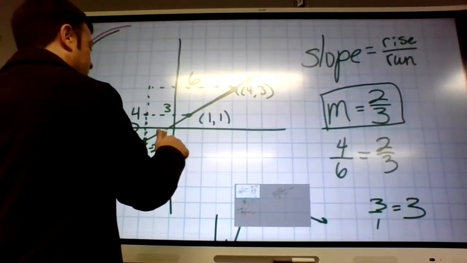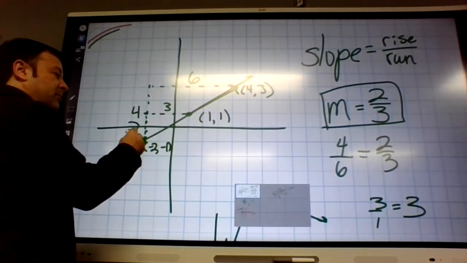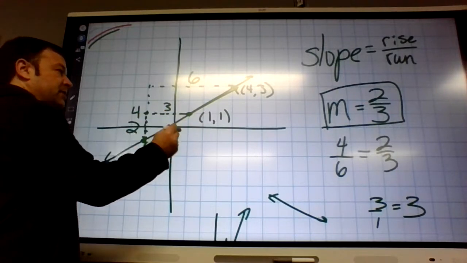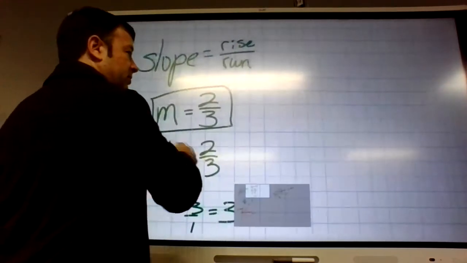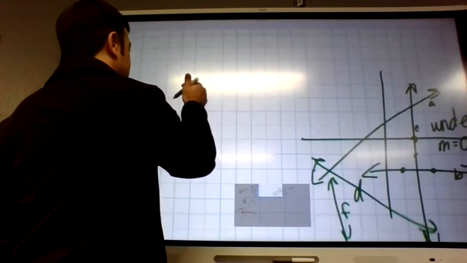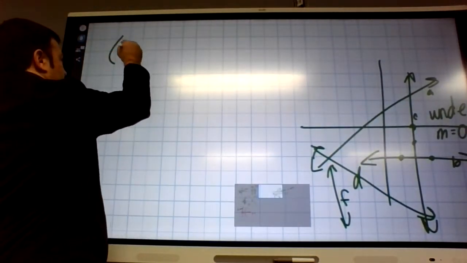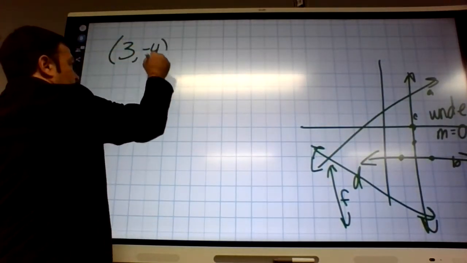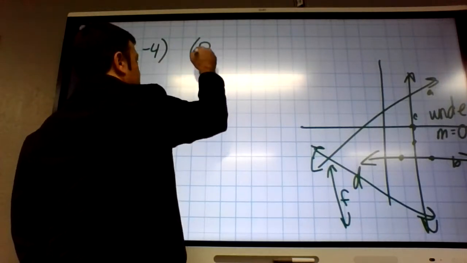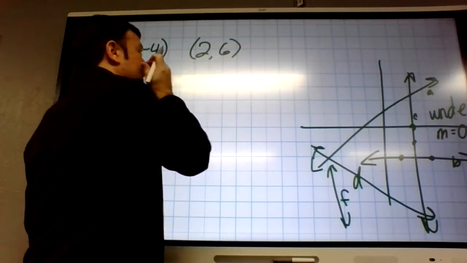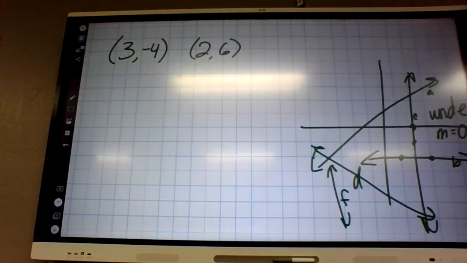On that first one, how we found the slope by counting the rise and the run on all those? Well, what if they just gave us a couple points, like 3, -4, and 2, 6 or something? How could we find the slope between those 2 points? Graph. Okay, you could graph it and then count. That would take a long time.